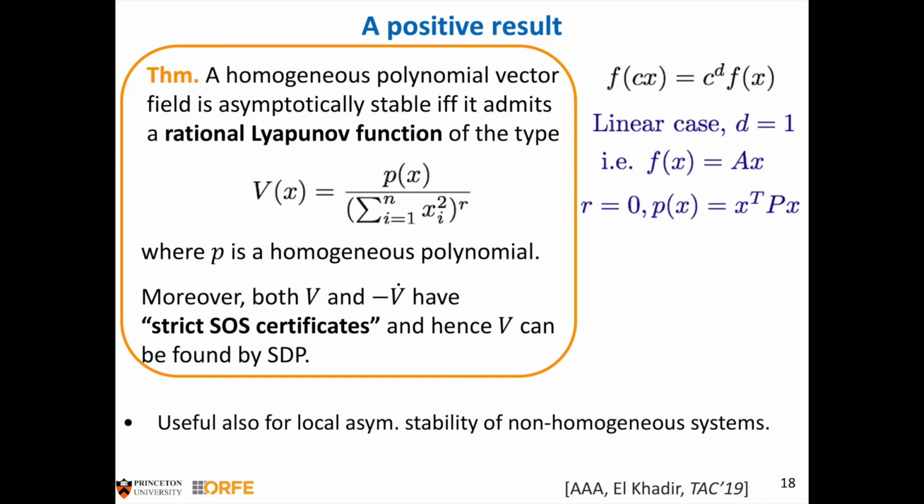It's useful for local asymptotic stability of non-homogeneous systems because you can pick the lowest order homogeneous part. And for a lot of applications for local stability, you could just start out with an analytic vector field and then just say, okay, if I can prove the origin is asymptotically stable with a polynomial, then it's going to be probably asymptotically stable for the whole system.